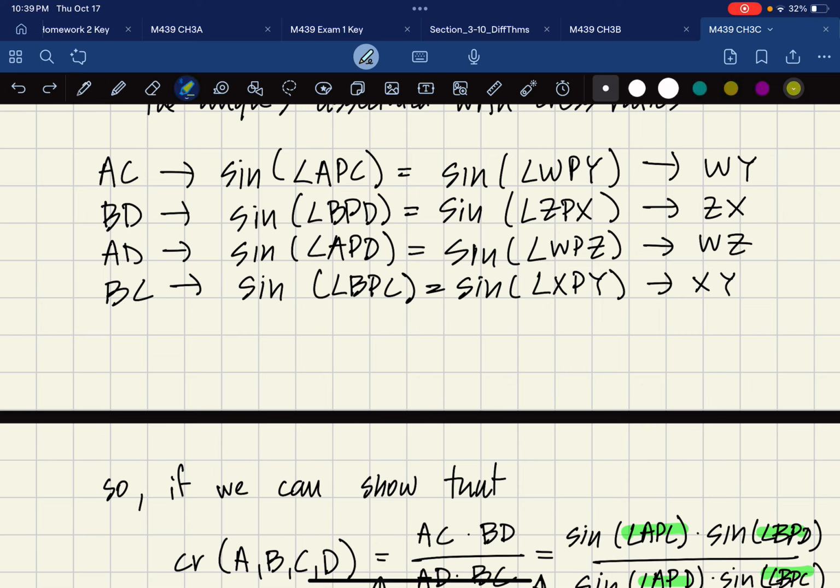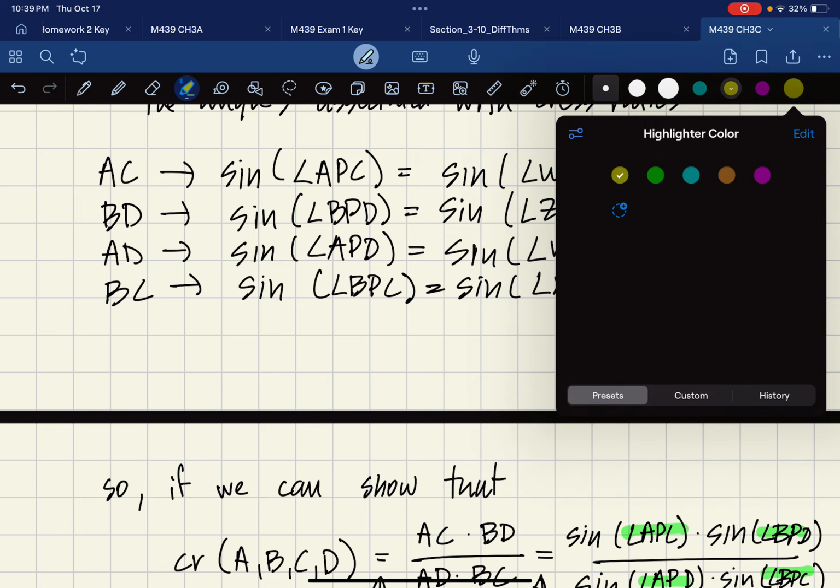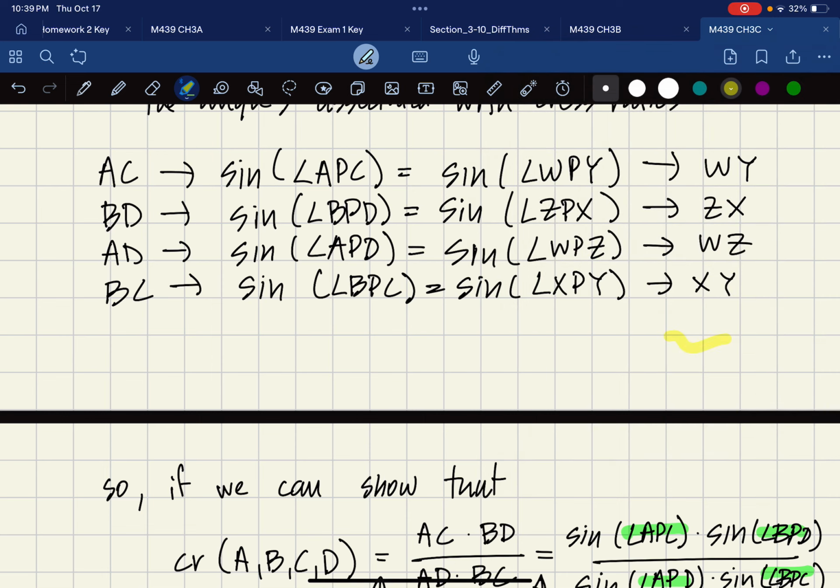I've got something strange going on with my machine. Try this again. Except I want to do green. There we go. Well, that's blue. Here we go.